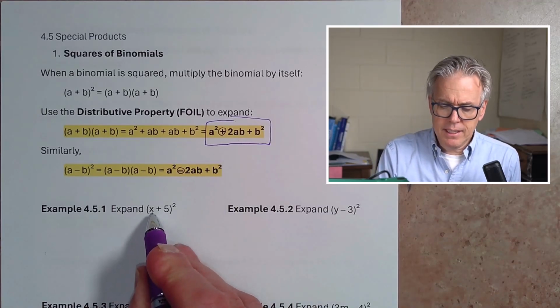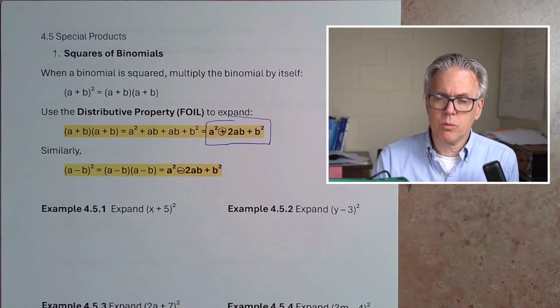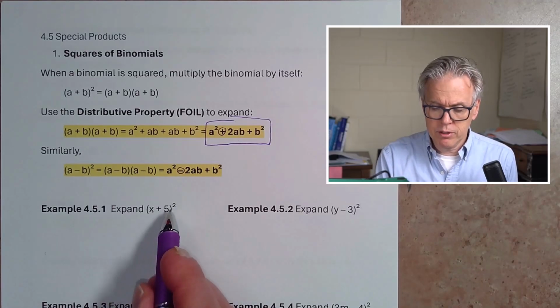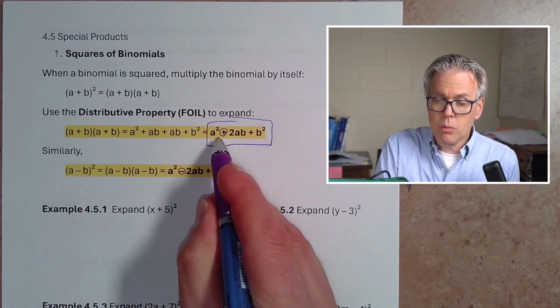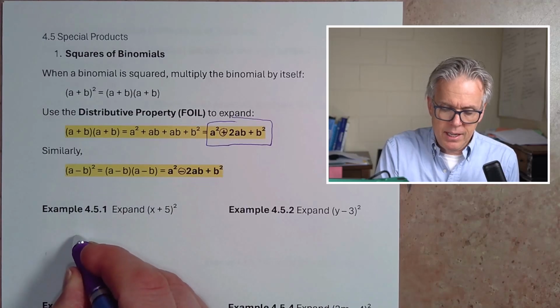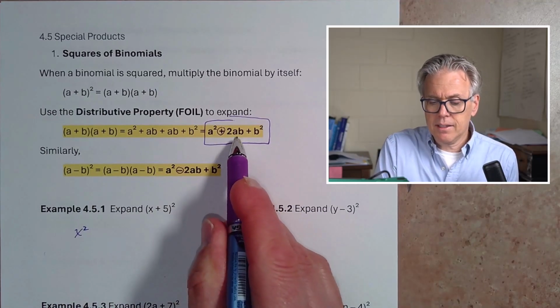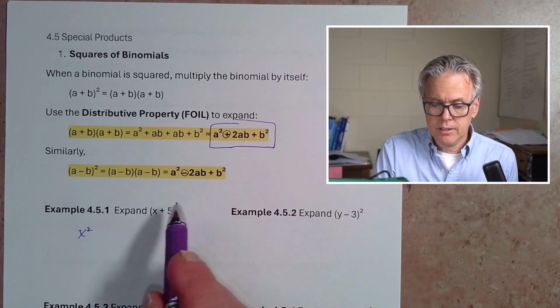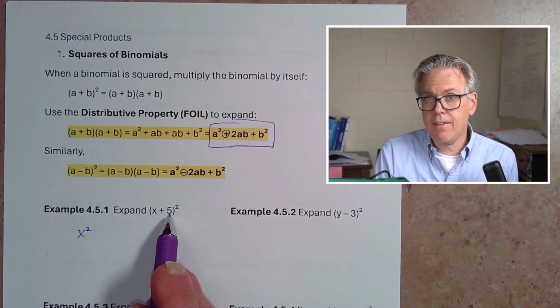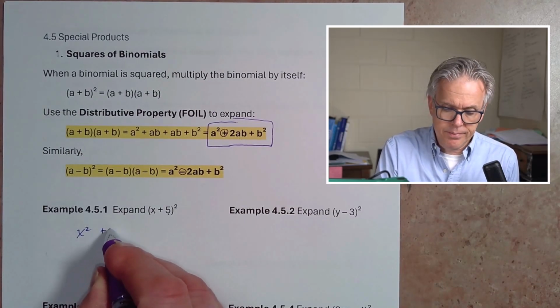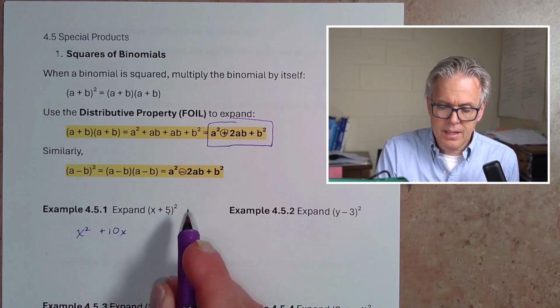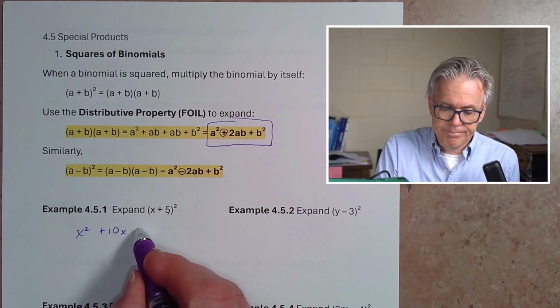So the pattern way says we have x plus 5 quantity squared. So we are squaring a binomial. We have two terms, squaring it. So it says we square the first term. So that's going to be x squared. The product of a and b doubled. So x times 5 is 5x. Doubled is 10x. And then square the last term.